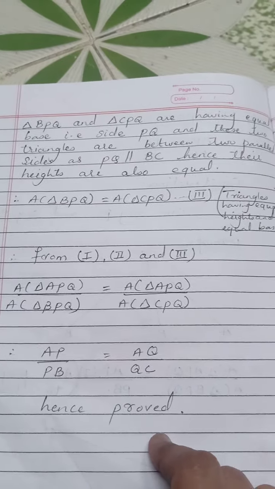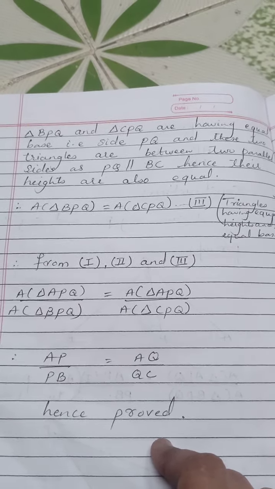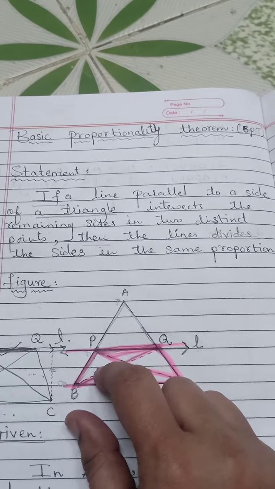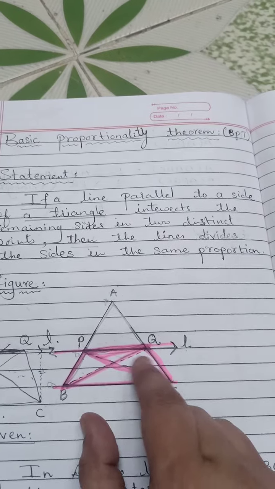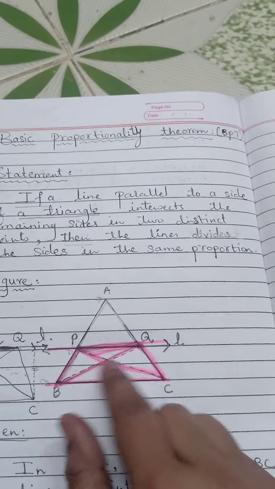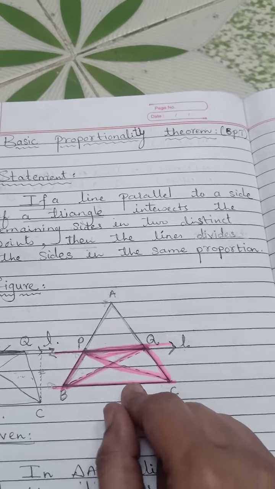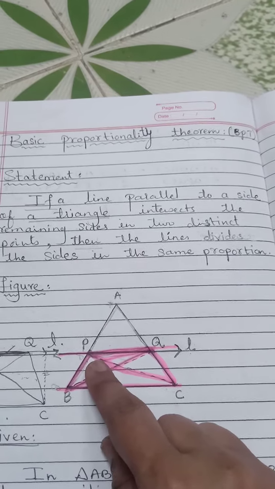So it is a very important theorem. You have to practice it. It is very simple. You only have to remember that first of all we take these two triangles, and then you take these two triangles, BPQ and CPQ. These two triangles are lying between two parallel lines. Therefore, they have equal base and equal heights. Therefore, their areas are also equal.